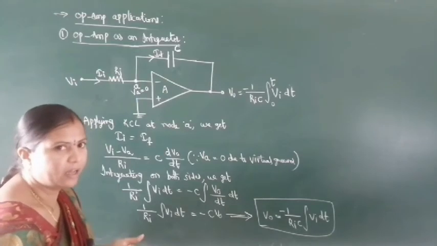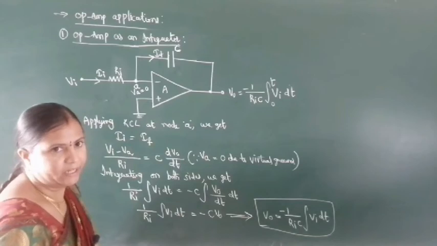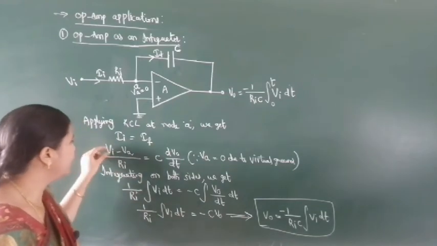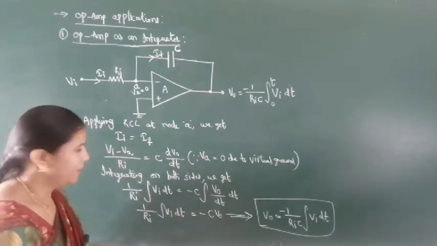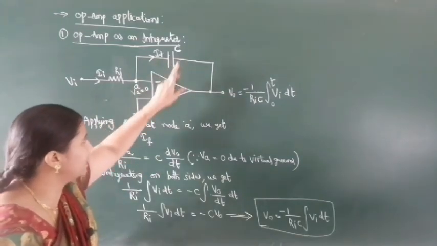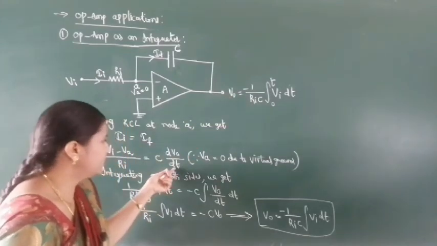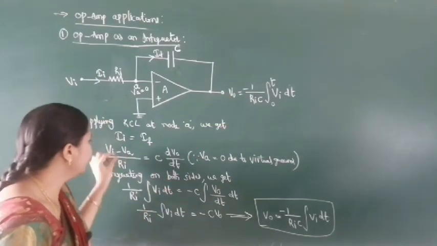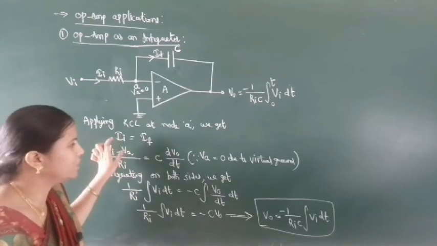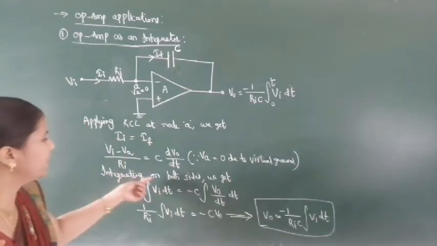Kirchhoff's current law: Ii equal to If. Input current equal to feedback current. Ii equal to (Vi minus VA) by Ri, and feedback current is equal to capacitor into differentiation of output voltage with respect to t. Here, substitute VA equal to 0 due to the virtual ground concept, and integrate on both sides.